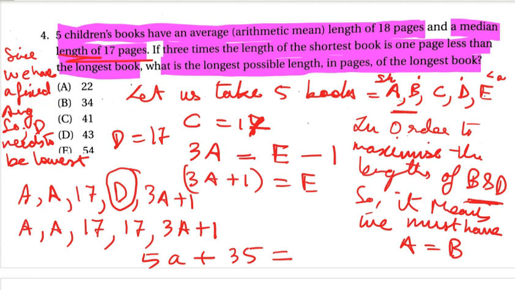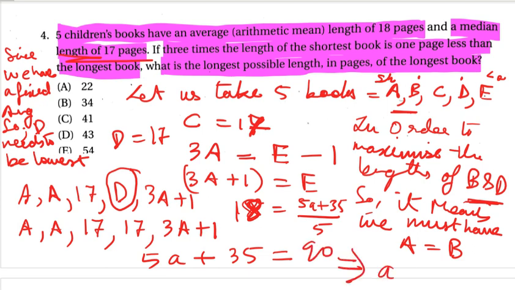Alright, this is the total. So the average, x bar, is equal to the sum, that is 5A plus 35, divided by the number of items, 5. Now from here, we are getting the total over here. If the average is 18, instead of x bar I write 18, then we are getting 90. So this is equal to 90. That implies A is equal to 11. Take that side and subtract, you will find 11.